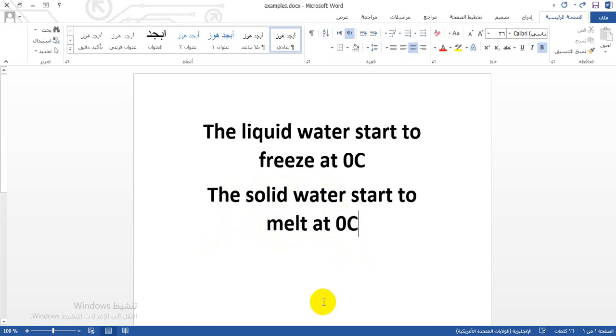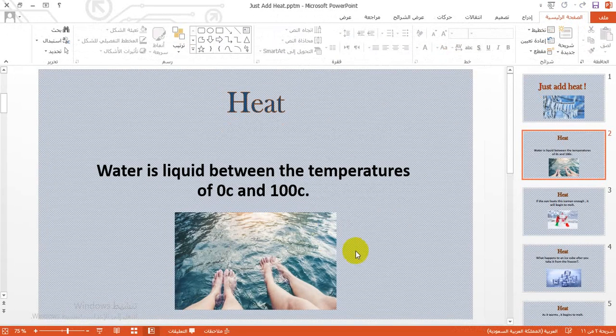Okay guys, this is what I mean, in case you understand well. So water is always liquid between the temperatures of 0 and 100 Celsius degrees. More than 100 Celsius degrees, what will happen to the liquid water, guys?